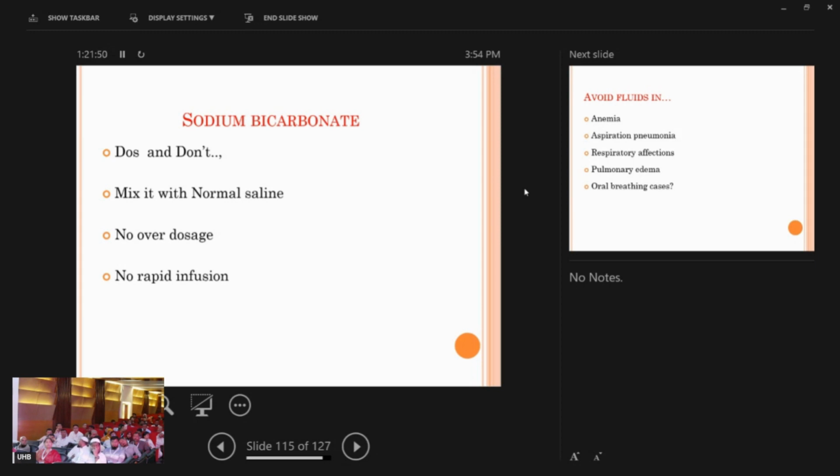So sodium bicarbonate, you have to mix it with the normal saline. Don't give overdose. For example, you are giving sodium bicarbonate today. The animal recovered, but it is not taking feed. You have to keep in mind the point. Animal is in recumbency, you treated with sodium bicarbonate, and the next day you are visiting.